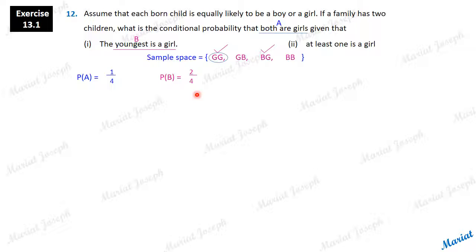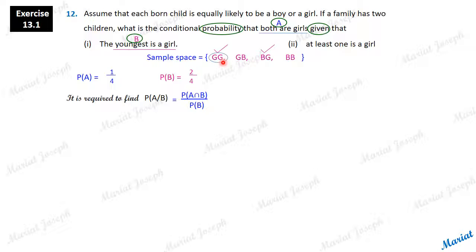But again, what are we asked to do? Look at the statement once more. The conditional probability of A given B, probability of A given B, that is what we want to find out. Which can be found out by the formula: probability of the intersection of A and B upon probability of B. What is the intersection? Intersection means common elements to the conditions A and B.